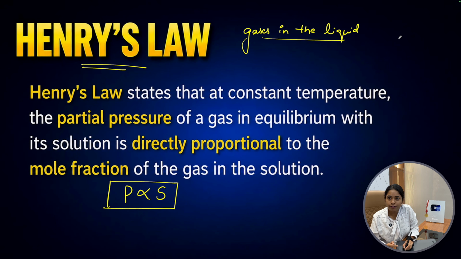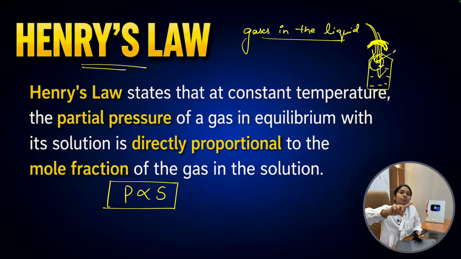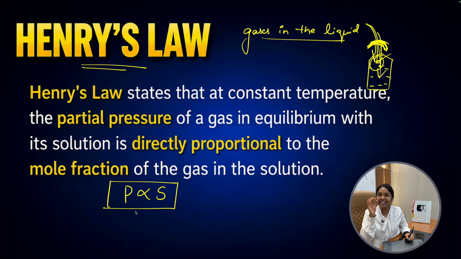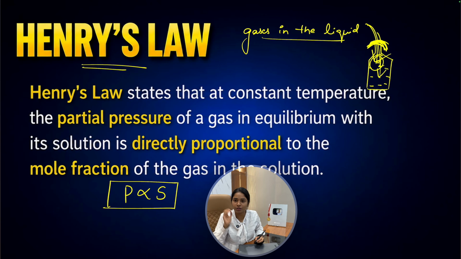For example, if you have a bottle in which some sugar solution is present, and you put a gas in it and seal it with a high pressure. So, the more pressure you apply, the more gas is soluble in the liquid. Based on that, Henry's formula is P is proportional to the solubility.